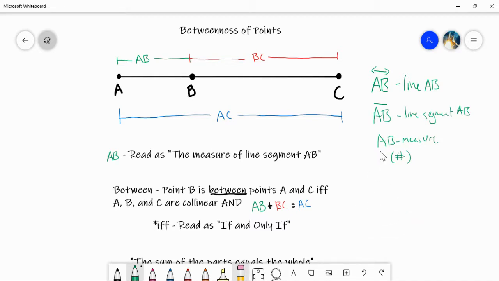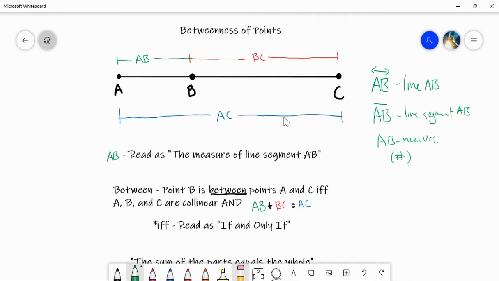So when we're talking about between, okay, understand that between kind of has two criteria when we were talking geometrically. So we can say point B is between points A and C if and only if, that's what that IFF stands for, is read as if and only if, A, B, and C are collinear, which we can tell that they are, and, right, if I take the length of AB and I take the length of BC and I add it together, that should give me the entire length of AC.